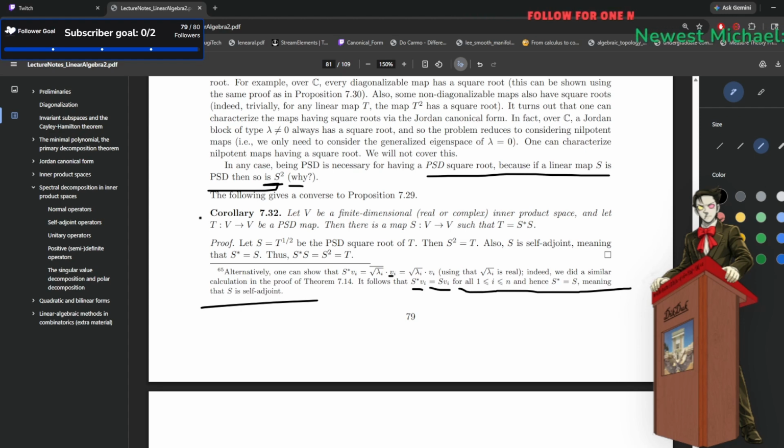Corollary 7.32. Let V be a finite-dimensional, real or complex inner product space. Let T from V to V be a positive semi-definite map. Then there's a map S from V to V such that T is S star S. Proof. Let S be T to the 1/2, the positive semi-definite square root of T. Then S squared is equal to T. And also, S is self-adjoint, meaning that S star is equal to S. Thus, S star S is equal to S squared, which is equal to T.